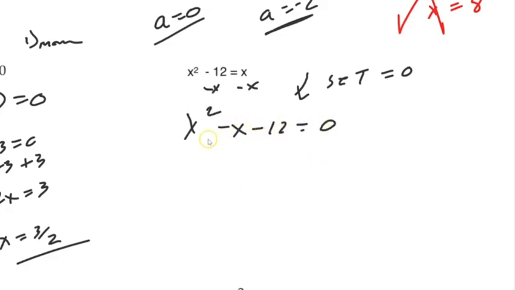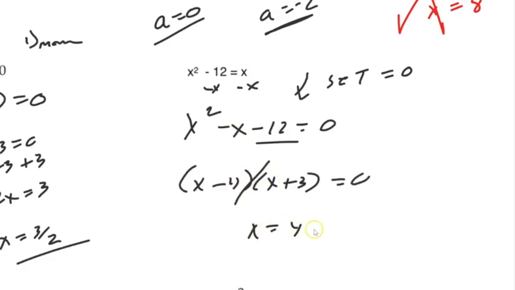We've got to factor it. In this case, this is an easy one. All I've got to look at is -12. 2 things that multiply to get -12, but add to get -1x. That's (x - 4)(x + 3). Then you can split and solve: x = 4 and -3.